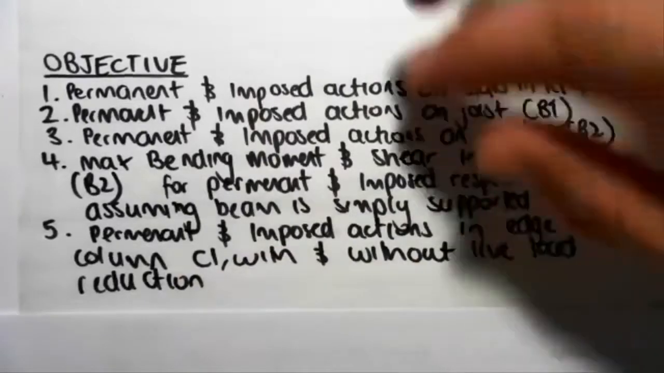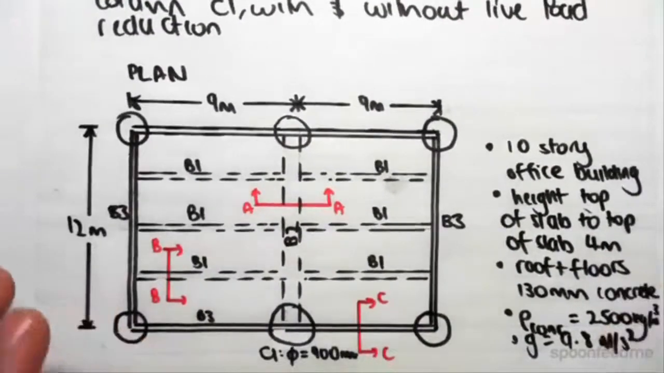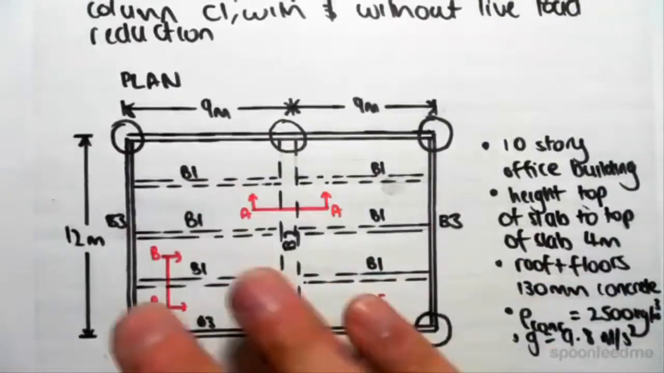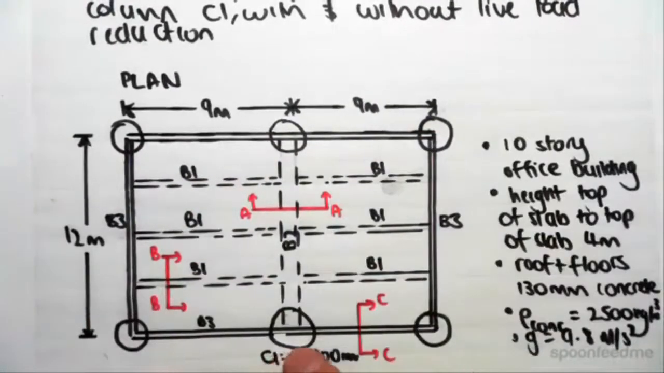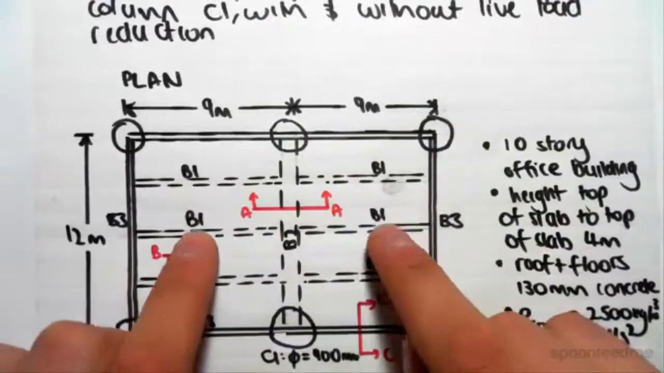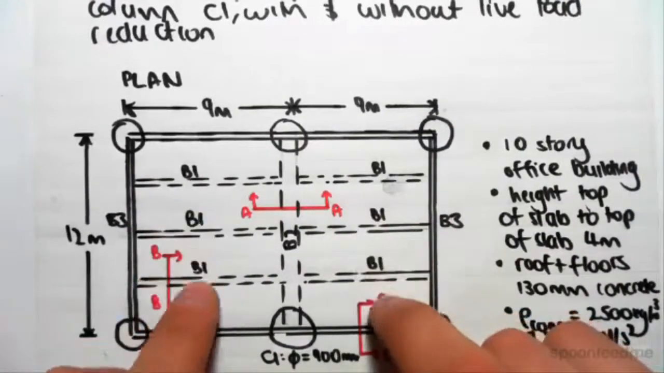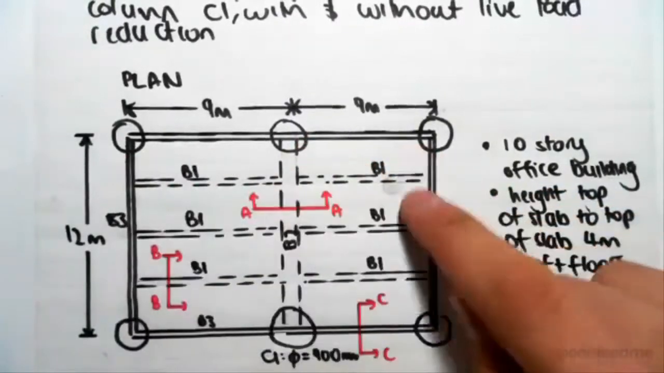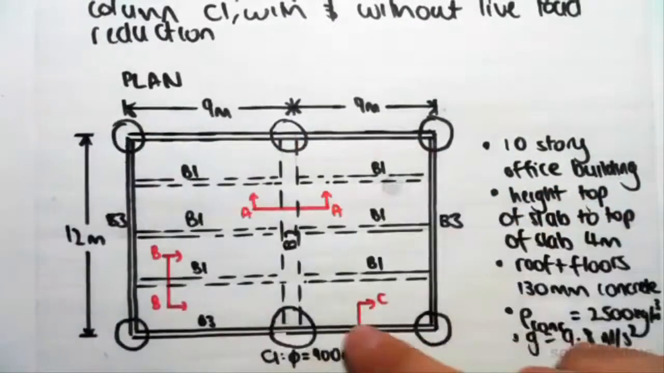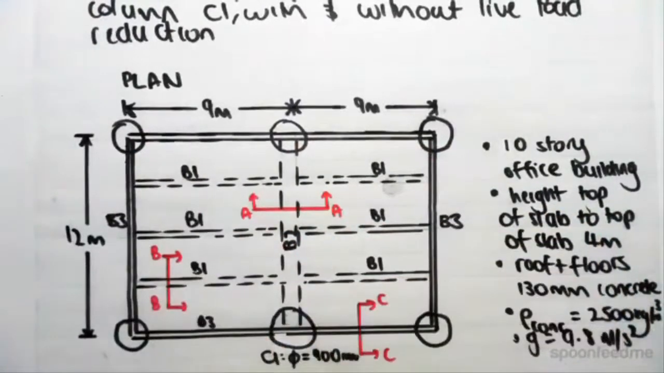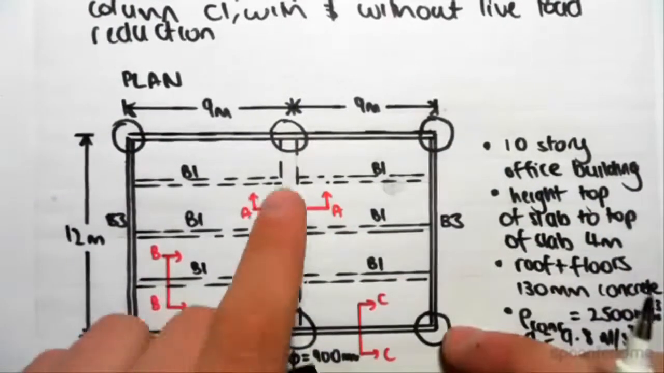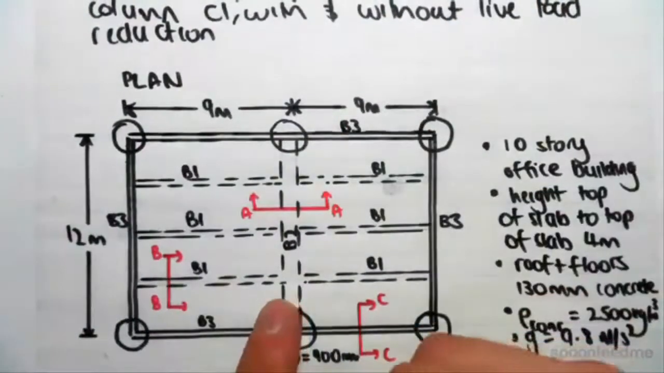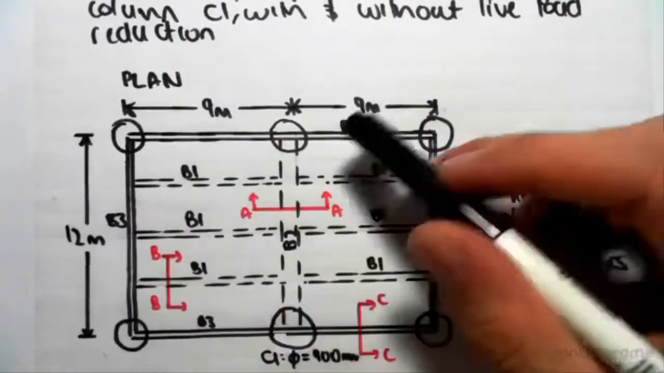Okay, so here's our problem. We have a plan which looks like this. We have columns over here. We have a floor slab. We have B1, which are known as joists. We have B2, which is a girder. And we have B3 along that edge, that edge, that edge, and that edge, which are all exterior girders. So we have an interior girder B2, an exterior girder B3, and joists B1 with a slab above all this.